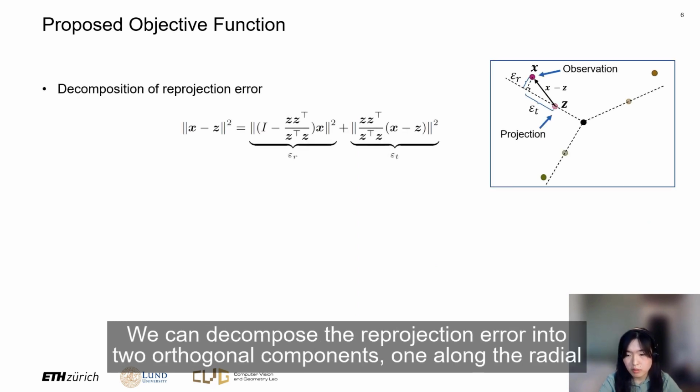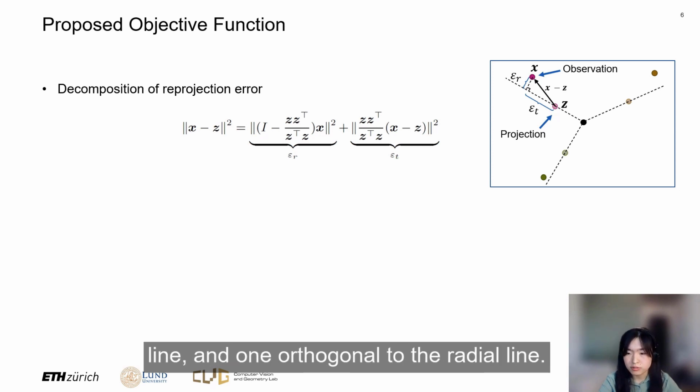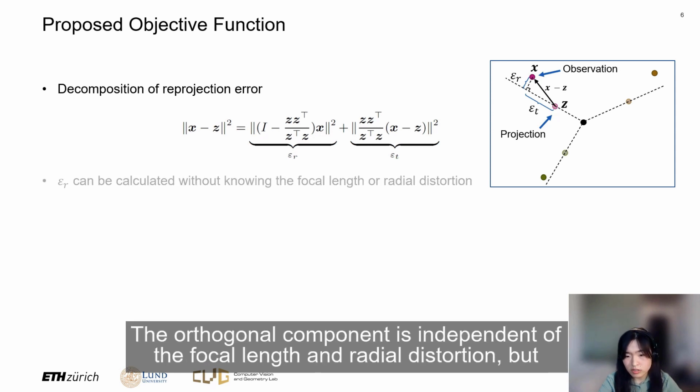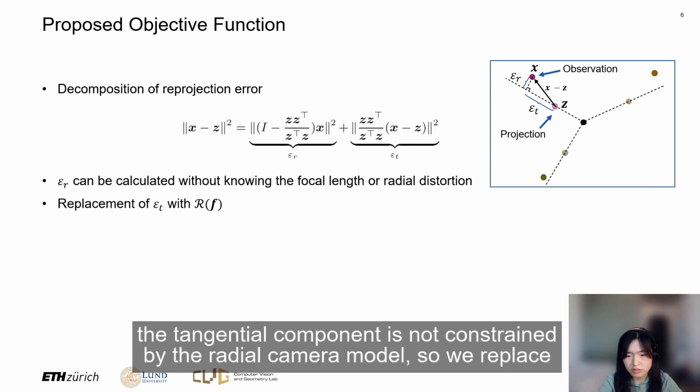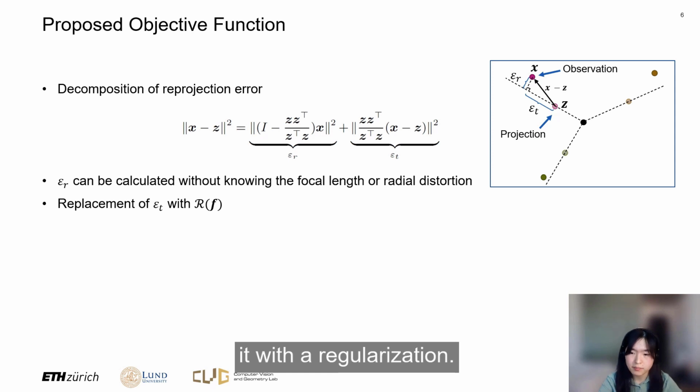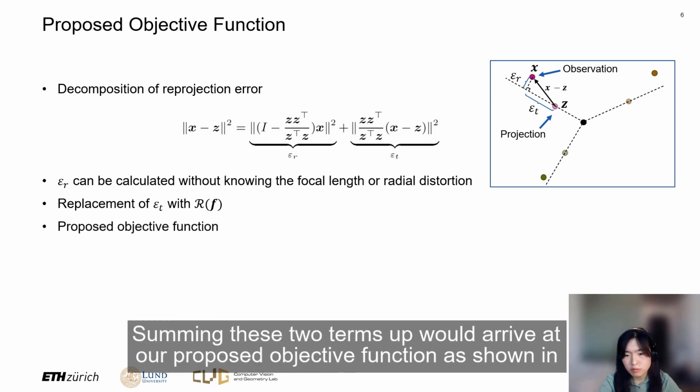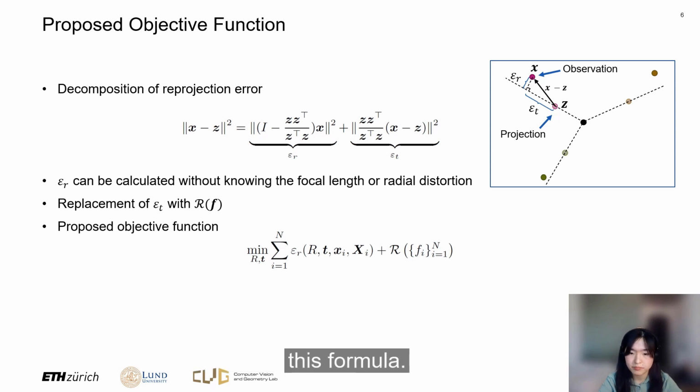We can decompose the reprojection error into two orthogonal components, one along the radial line and one orthogonal to the radial line. The orthogonal component is independent of the focal length and the radial distortion, but the tangential component is not constrained by the radial camera model, so we replace it with a regularization. Summing these two terms up arrives at our proposed objective function, as shown in this formula.